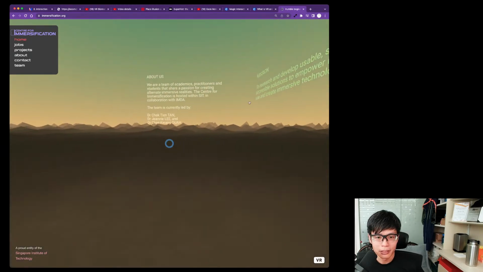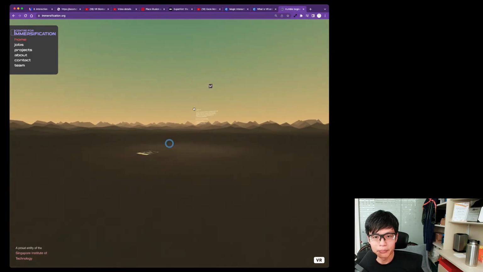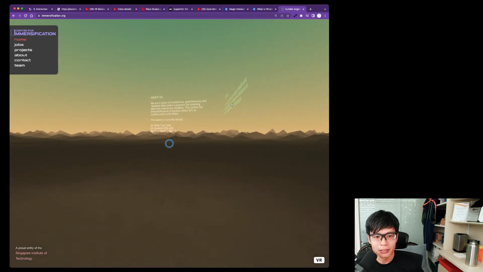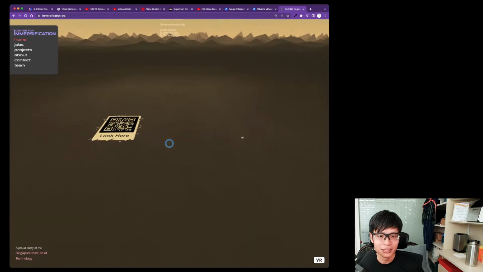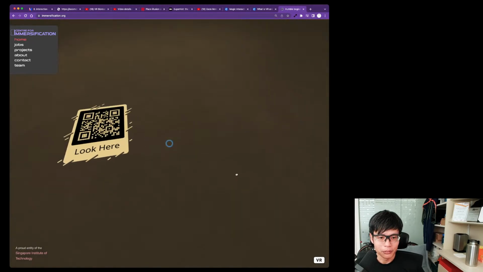Oh, my models are always lagging. Why is it not loading? Too big. Okay, but anyway, the house is not important to be loaded for what I'm explaining here.